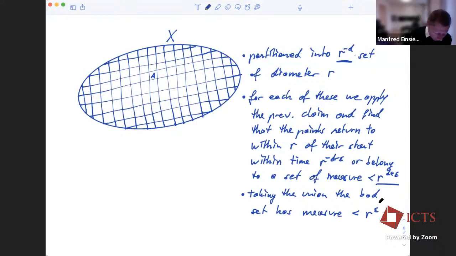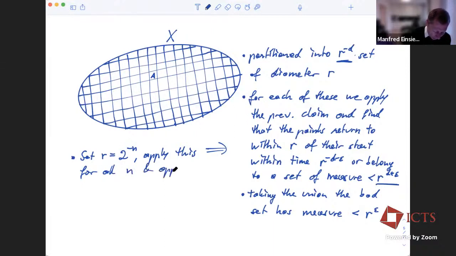And then the next step would be that I set r equals 2 to the minus n, apply this for all n, and apply Borel-Cantelli. Right? So if I set r equals 2 to the minus n, then I have r to the epsilon as my upper bound, and I get an exponential estimate for the number of points that don't have a quick return.